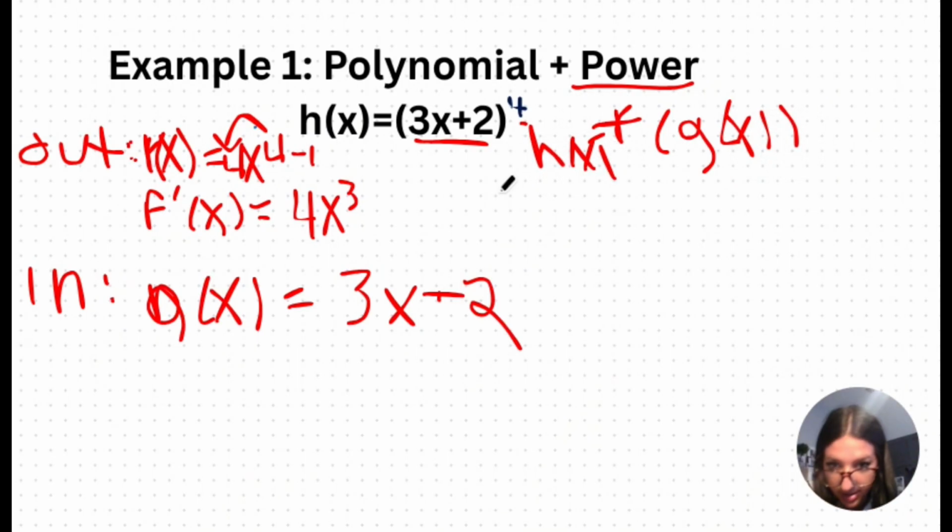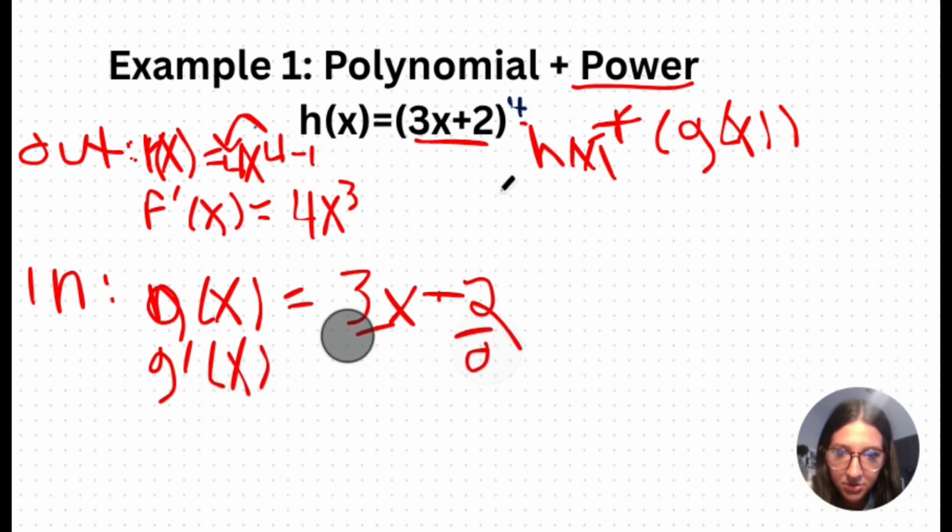Okay, so back to it. We have g of x equal to 3x plus 2. We need to find the derivative of that, and we know 2 is a constant, so its derivative is 0, and the derivative of 3x is just 3, so 3 plus 0 equals 3. Now we know that our inside and outside functions have a derivative. We can find the derivative of the entire function using the chain rule.